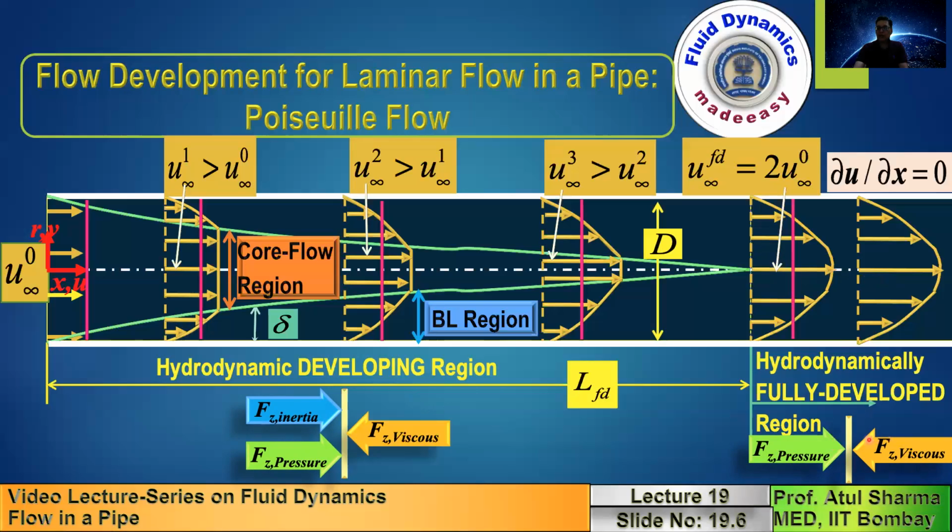You can also note that once the flow becomes fully developed, the velocity profile is invariant along the flow direction. So if you determine the velocity gradient at the wall to calculate the wall shear stress, it is also invariant. So the viscous resistance, once the flow becomes fully developed, is constant, and the pressure drop per unit length is also constant.